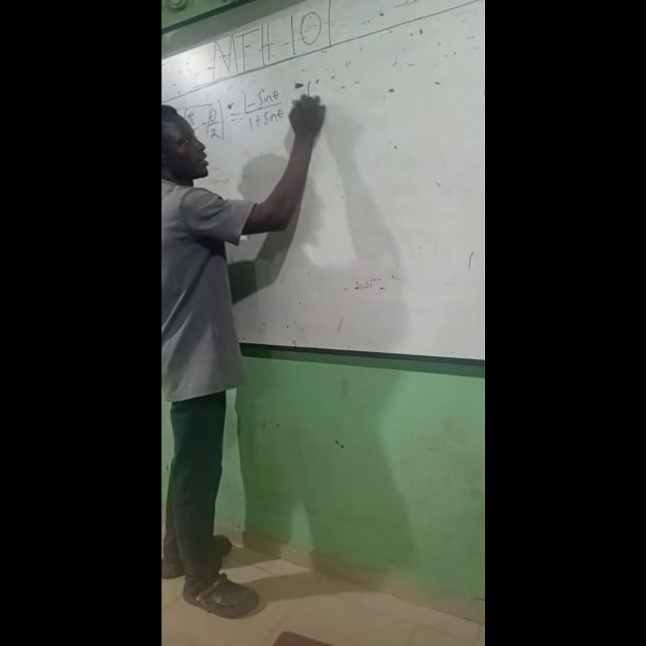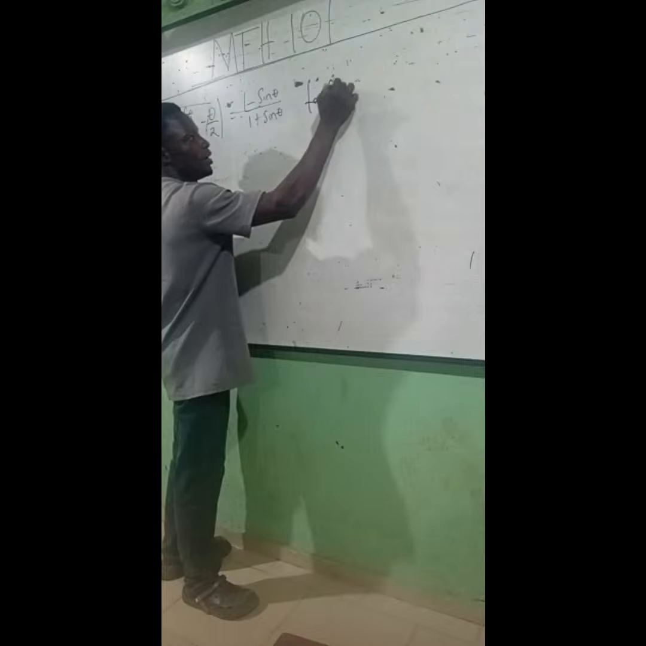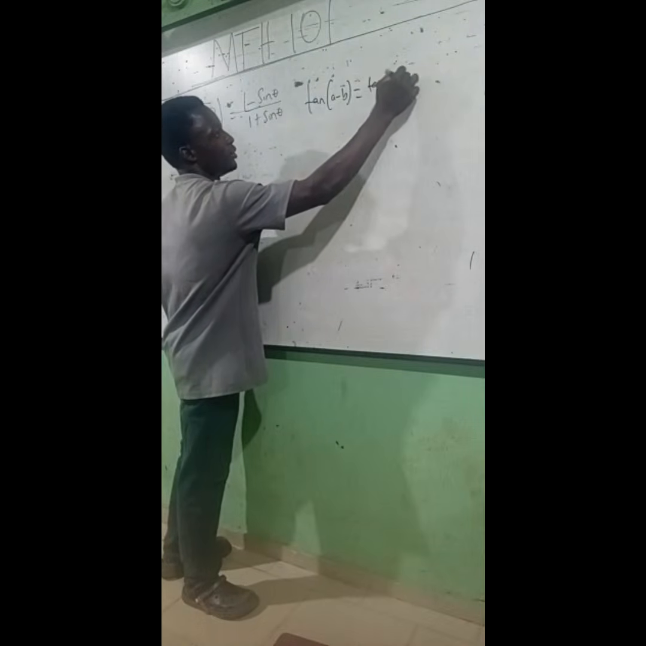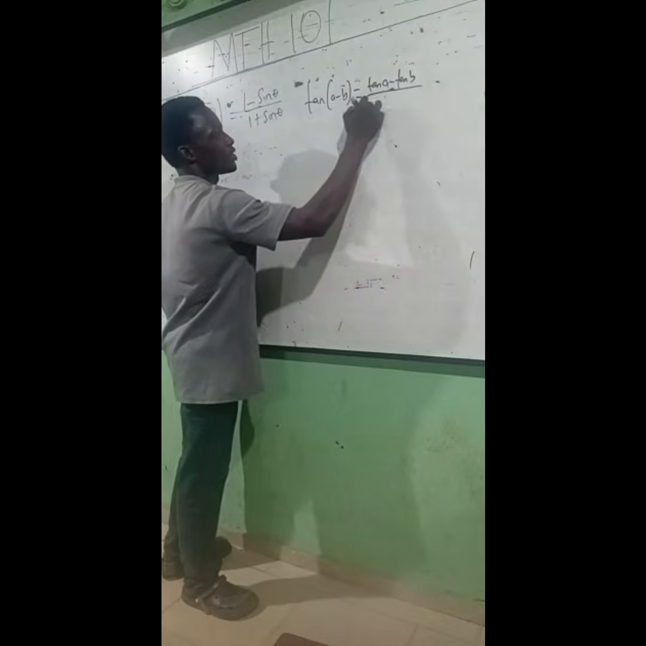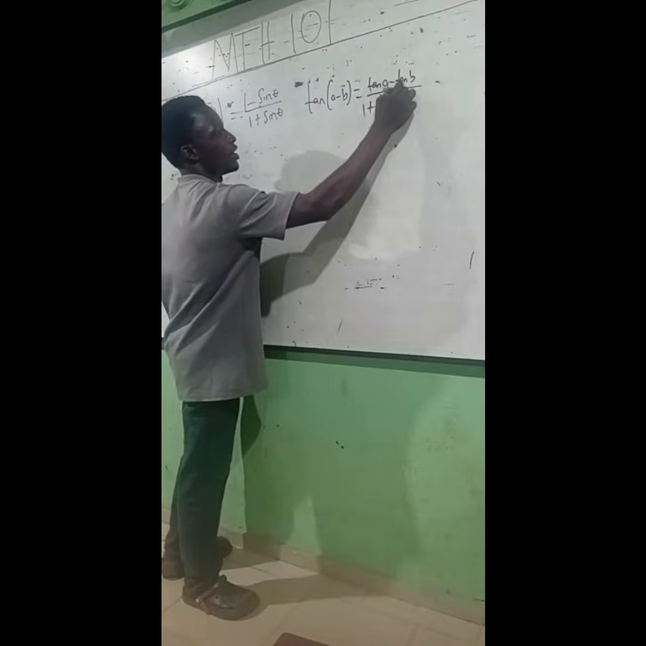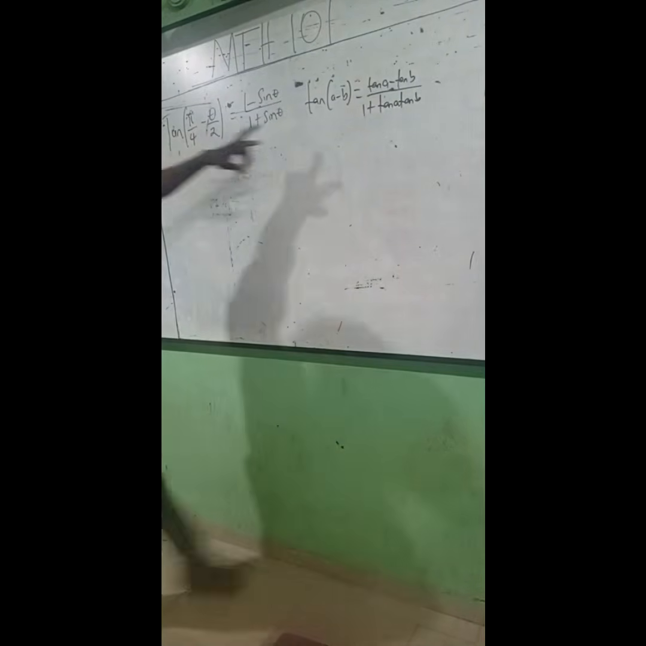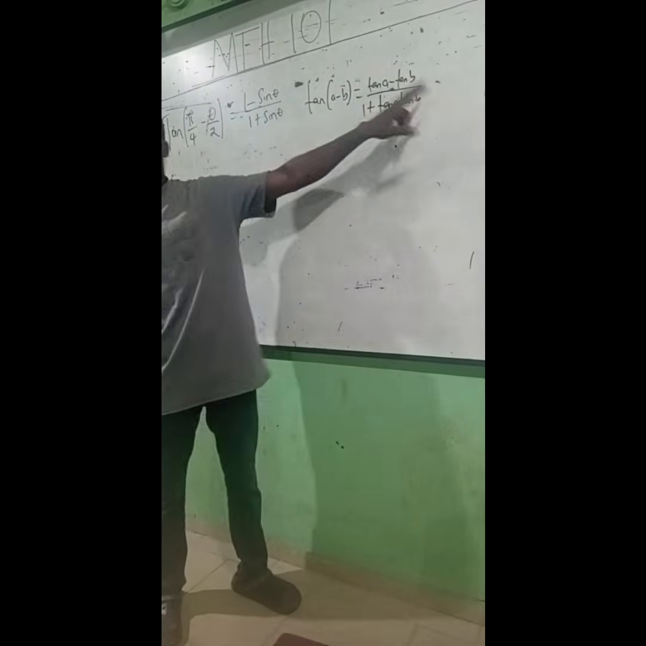So, like I said, we are familiar with this identity. Tan A minus B equals to what? Tan A minus tan B divided by 1 plus tan A tan B. We are familiar with this identity, isn't it? Tan A minus B equals to tan A minus tan B over 1 plus tan A tan B. So we are assuming now that our A is 5 over 4 and our B is what?